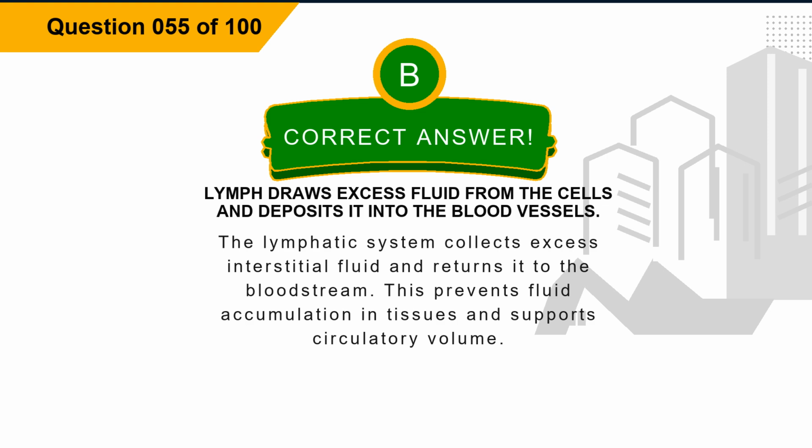Lymph draws excess fluid from the cells and deposits it into the blood vessels. Explanation. The lymphatic system collects excess interstitial fluid and returns it to the bloodstream. This prevents fluid accumulation in tissues and supports circulatory volume.